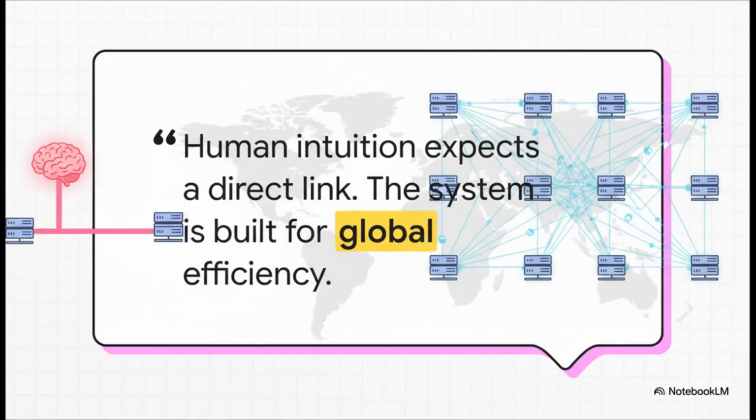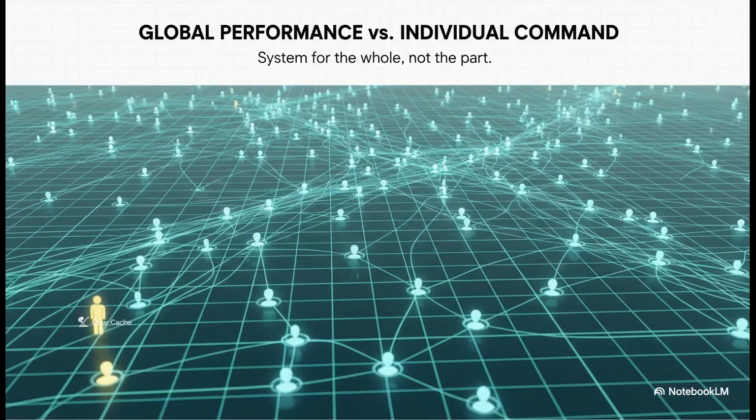And that's where the mismatch happens. Our human intuition expects a direct, one-to-one connection, but the internet isn't built for one person. It's built for massive global efficiency, and that requires this middle layer of shared caches. So that strange behavior wasn't really a glitch. It was the natural result of a system designed for the performance of the entire network, not for the command of one individual user. This explains why the software behaved that way.